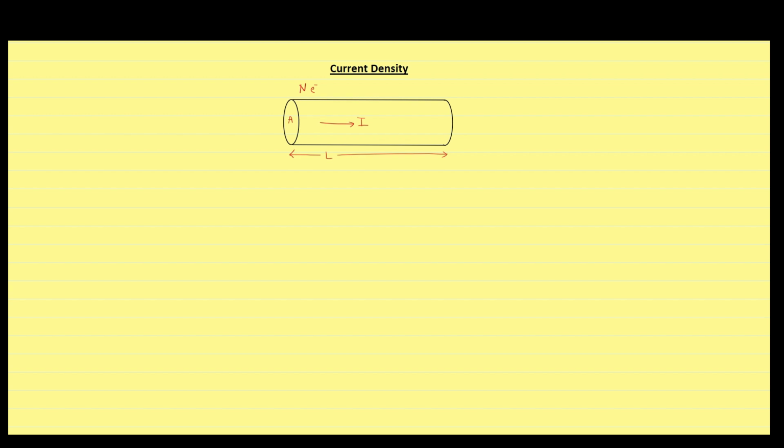If t is the time taken to traverse distance L, the total number of electrons passing through any cross-section of wire per unit time is N by t. You also know that current I is actually equal to dq divided by dt. The total charge is equal to N into q divided by t. N is the number of electrons, q is the charge on an electron, and t is the time taken for an electron to cover distance L.